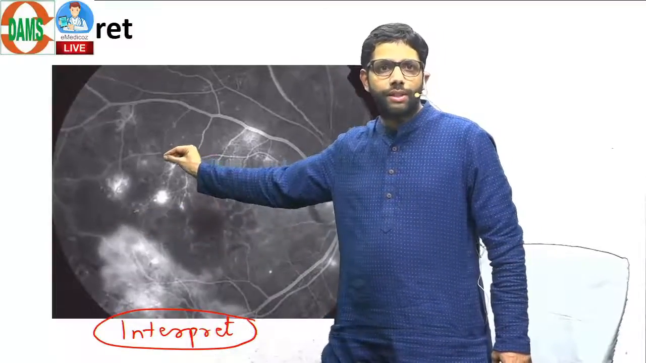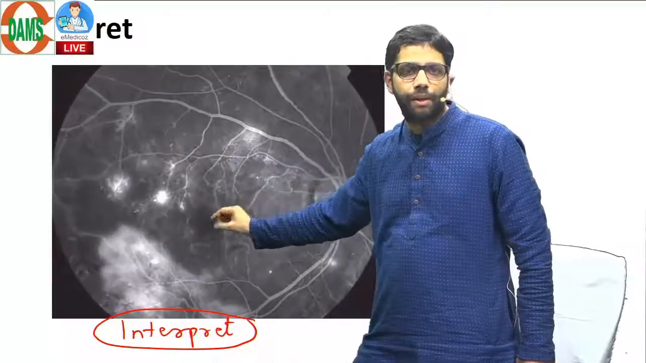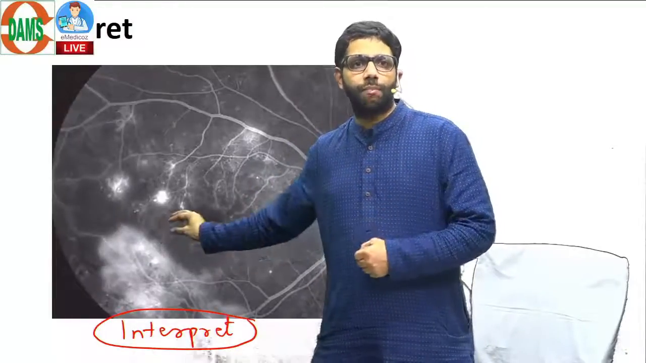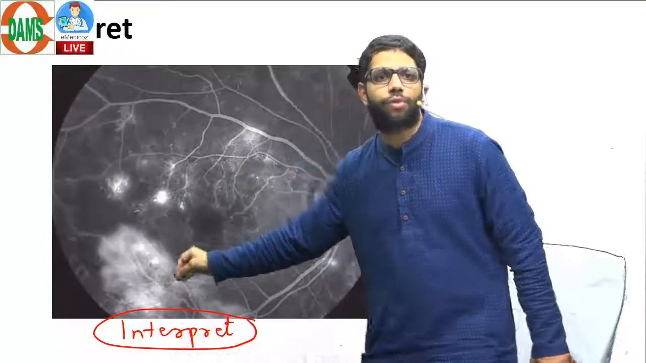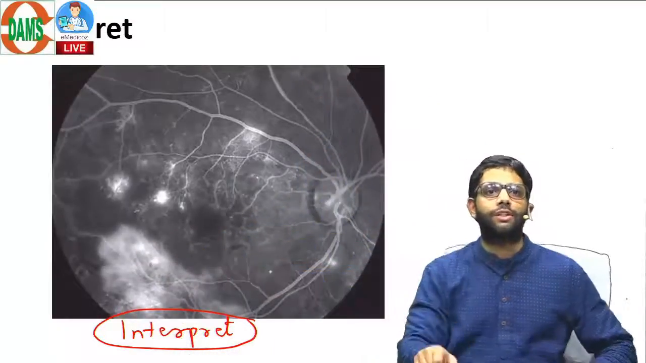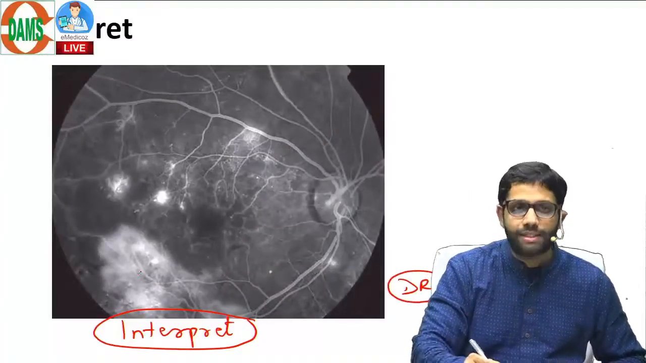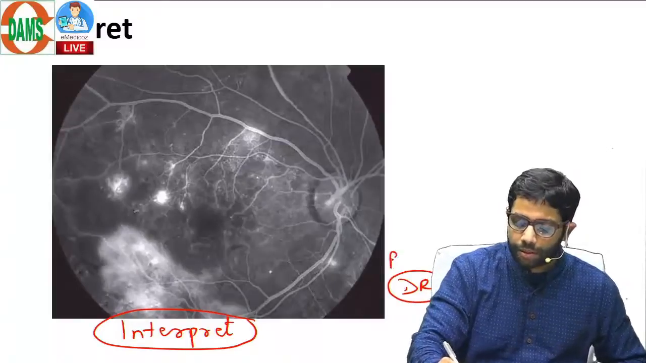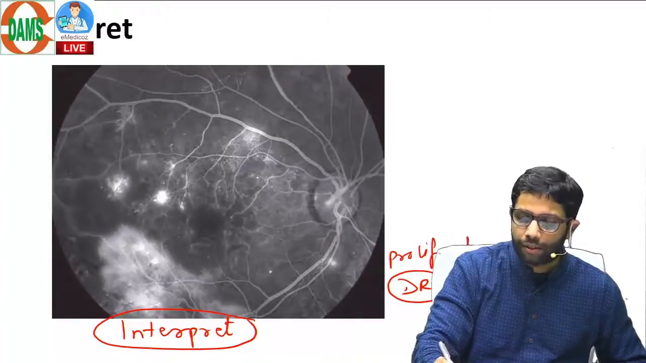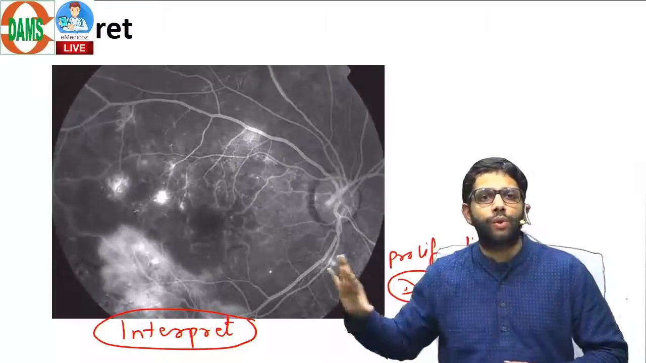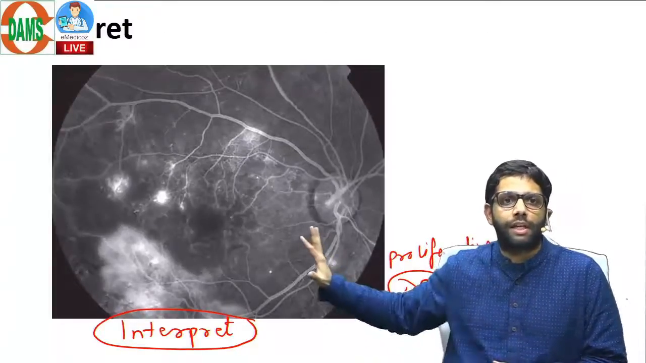We can see some dots which can be microaneurysms. These dark areas might be some filling defects due to ischemia of the retina, which produces VEGF and which can lead to new vessel formation, which leaks the dye and has this hyperfluorescence, that is new vascularization elsewhere. Most probably this is a diabetic retinopathy patient, and if we are seeing these new vessels, it becomes proliferative diabetic retinopathy. This is how you interpret in the Viva if the image is given.